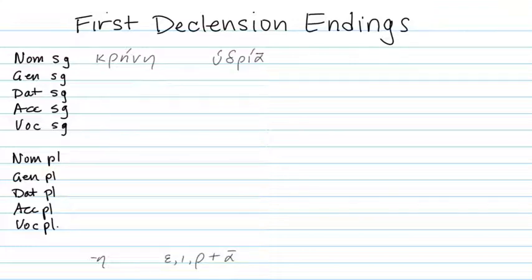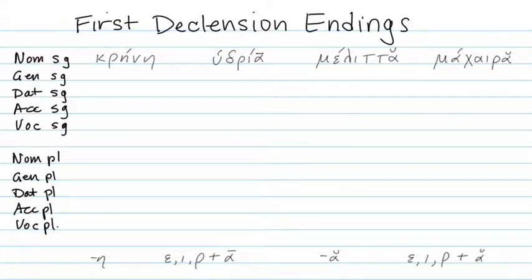Our next sample noun is hudria. These are nouns where the nominative singular ends in a long alpha, and for all of the ones where it ends in a long alpha, you'll notice that the long alpha is preceded by an epsilon, iota, or a rho. Our third variation is melita. These are ones that end in a short alpha. And then machaira. These are ones that end in a short alpha that is preceded by an epsilon, an iota, or a rho.